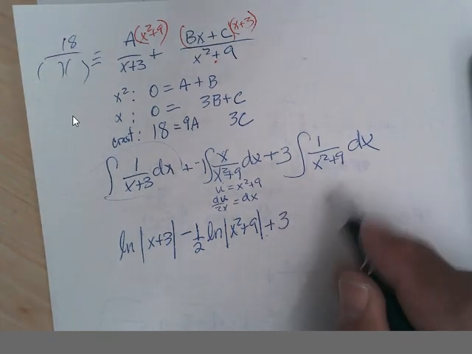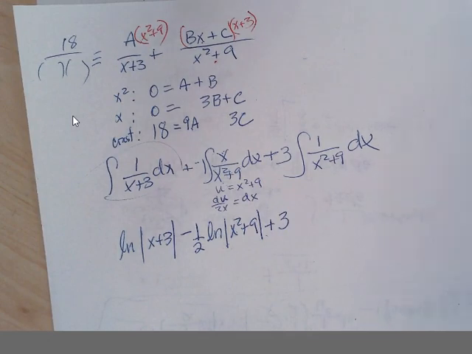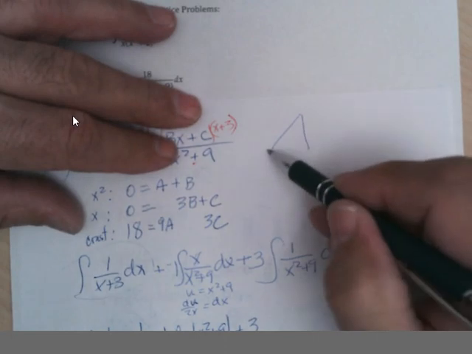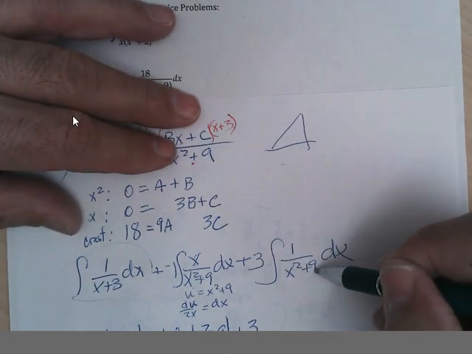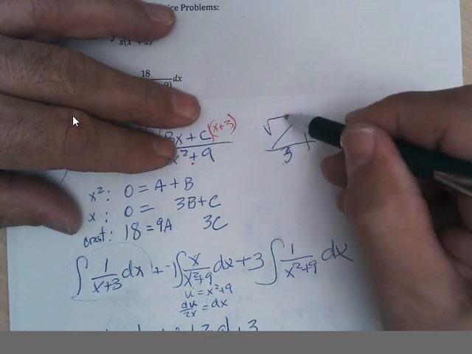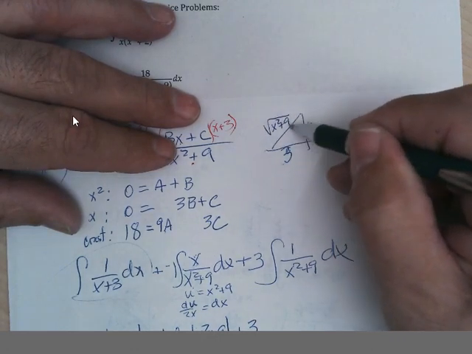Plus 3 trig sub. So I'm going to do that one up here because I think it's small enough. They're added, so I'm going to put x and not 3, and this would be the x squared plus 9.